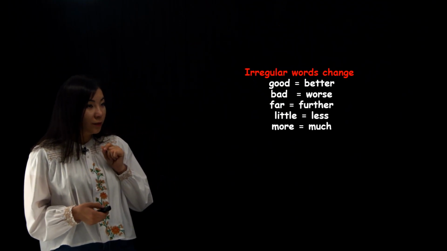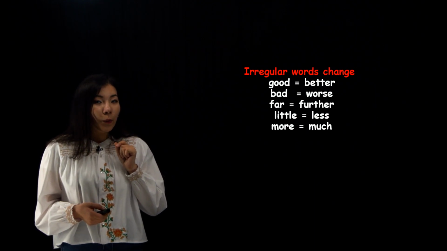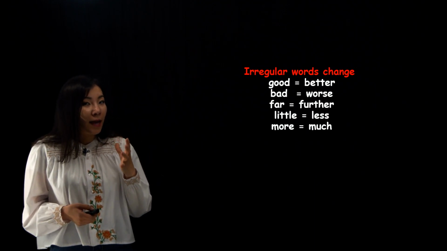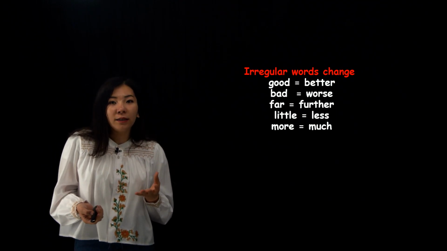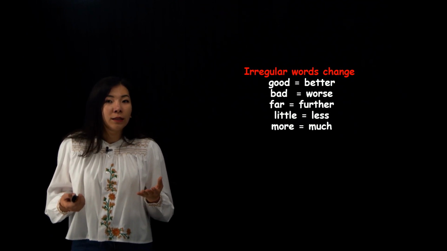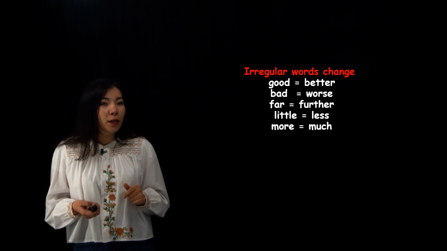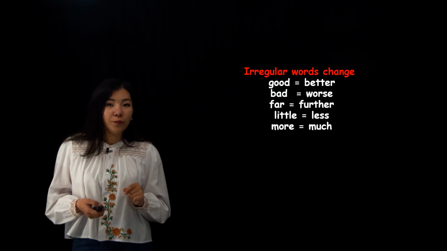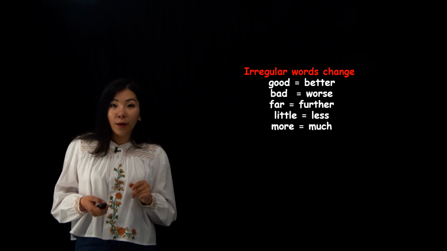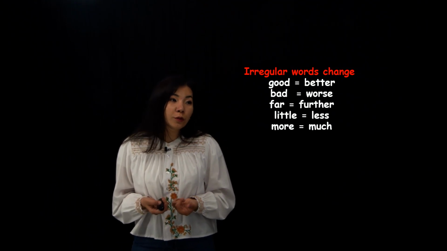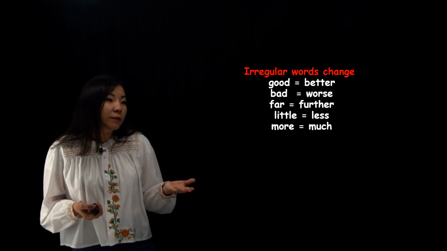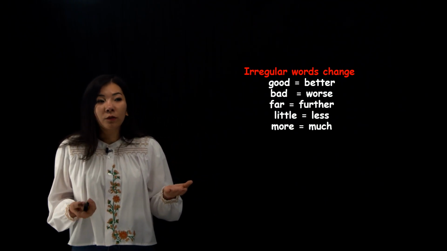Also, there are irregular adjectives where we can't add just the endings, we can't add the -er ending, because when we put these words into comparative form, they totally change. Good becomes better, bad to worse, far to further, and little to less, much to more.